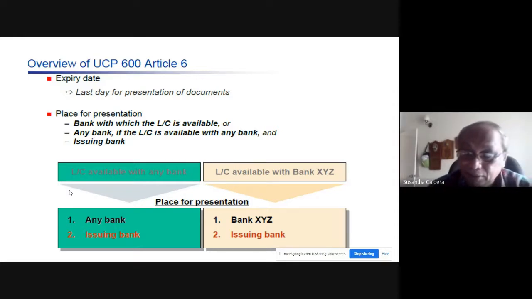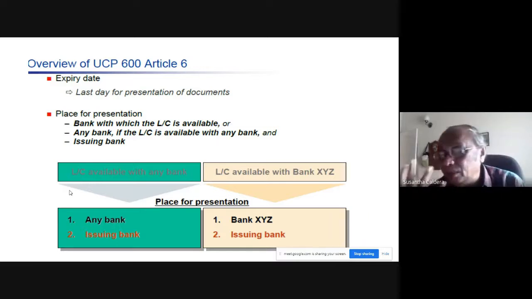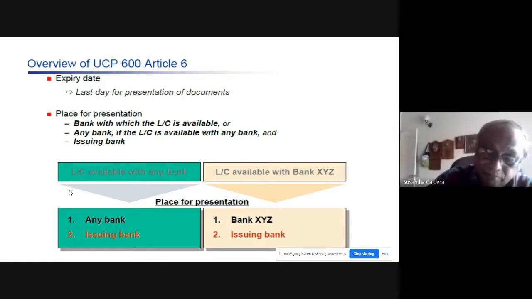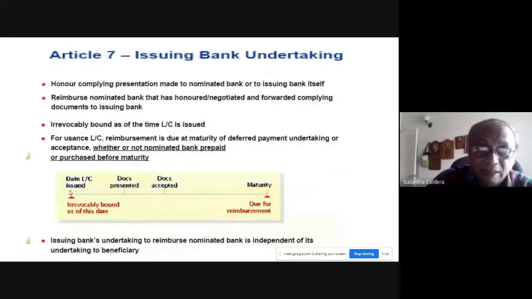Right? When the expiry date applies at the counters of the issuing bank, all the documents must be received by the issuing bank before the expiry date of the LC. Right? Very important. Article 7, issuing bank's undertaking.